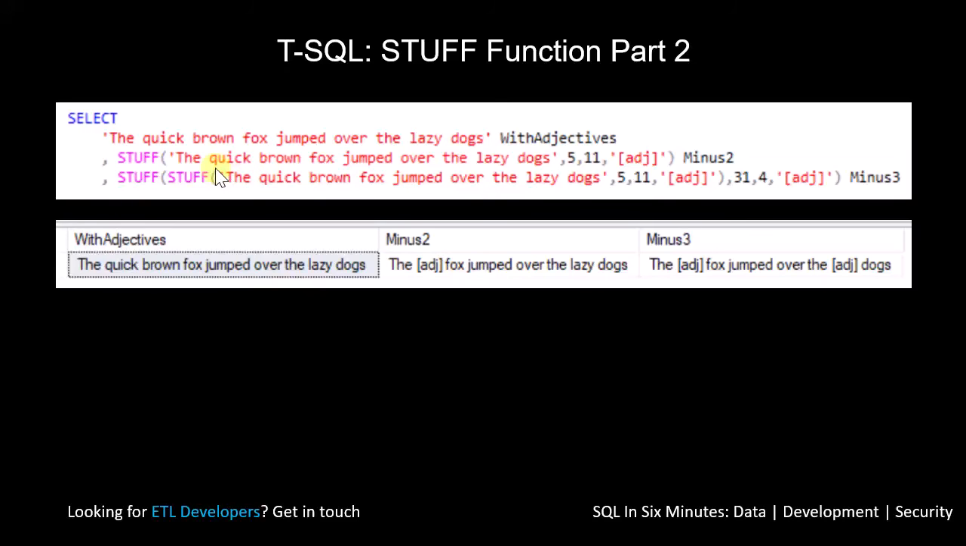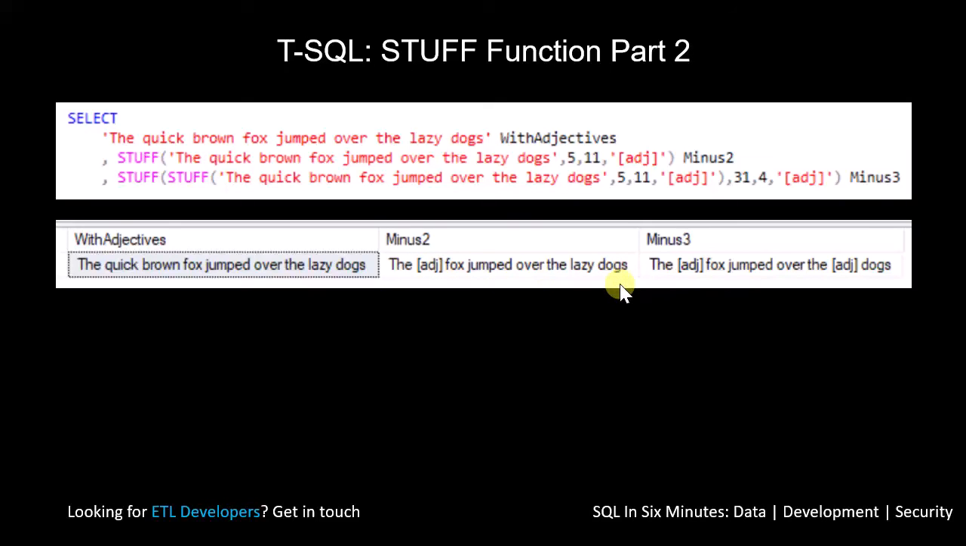So the 5th position is where quick starts. So quick brown, and we see there's a length of 11, and it's pretty intuitive because quick is 5 letters long, brown is 5 letters long, and there's a space there. Keep in mind, in this case, we do want the spaces on each side. So we wouldn't want that to start at 4 and be 13 long. We want it to be 5 and 11, and we see that we replace it with this adjective here. I do realize I should have done adjective, but oh well, it is what it is. So that subtracts 2 adjectives. So now we have: the adjective fox jumped over the lazy dogs.